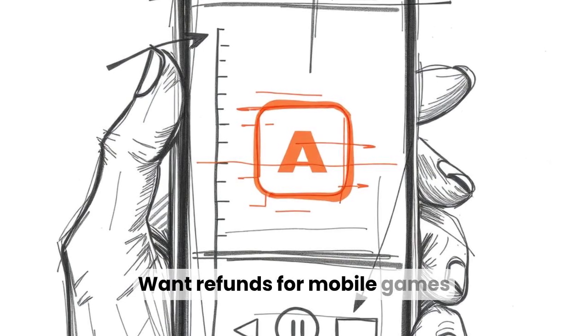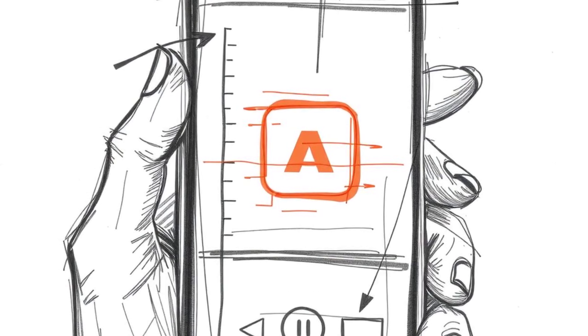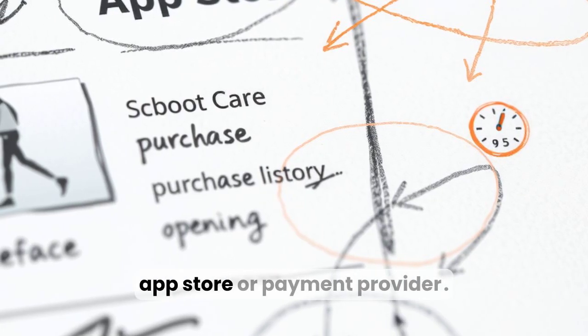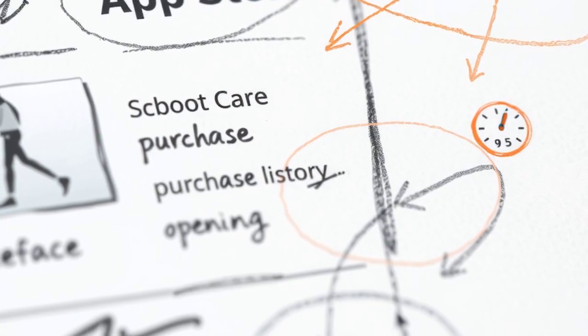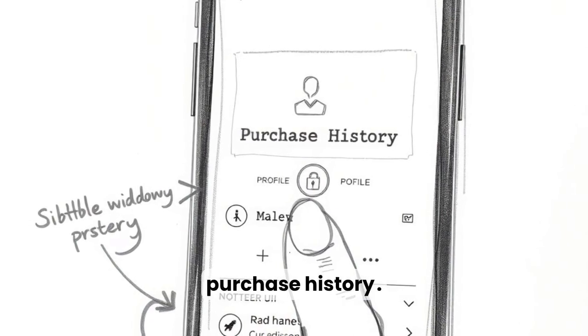Want refunds for mobile games in 2026? Here's a 60-second full guide. Step 1, 0:05. Check purchase history in the App Store or payment provider. Open the game's store page, tap your profile, then view purchase history.